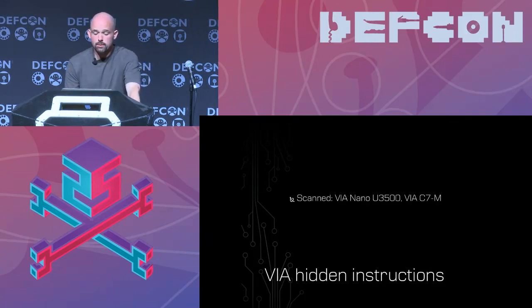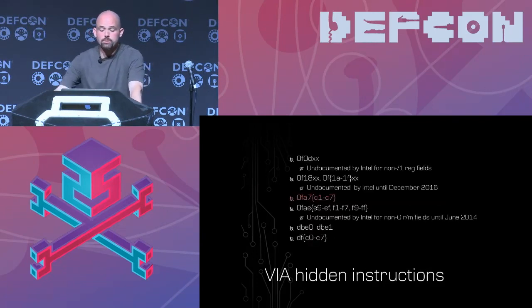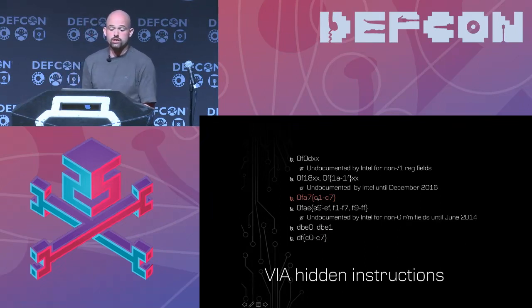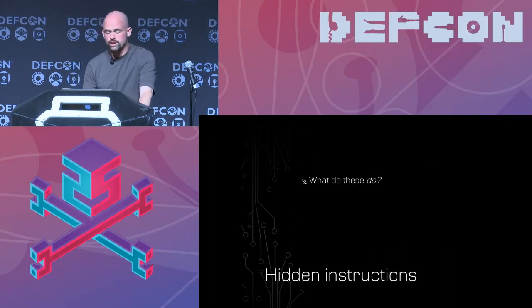So next I scanned a couple VIA Nano chips. The unique parts of the VIA architecture were the instructions around 0F A7. So 0F A7 is a unique VIA extension to the instruction set called the padlock instructions. So you can actually look up VIA's padlock reference manual and see that all of these instructions have to do with cryptographic functions. However, the padlock reference manual doesn't acknowledge the existence of C1 through C7 as that final byte. So these are cryptographic instructions that are doing something on the processor, but there's no hint as to what they're actually doing. So what do these do?